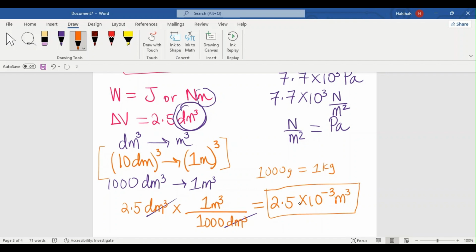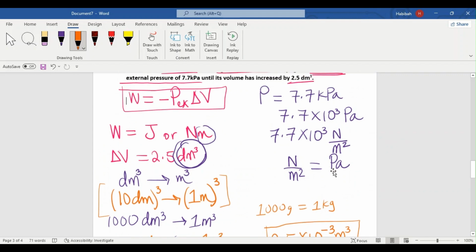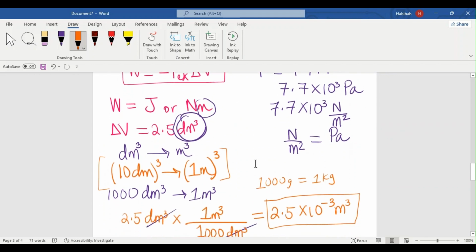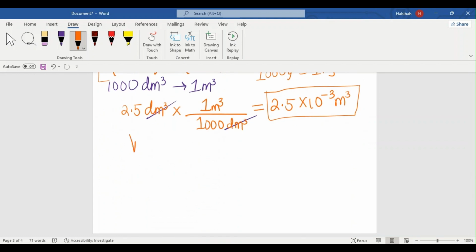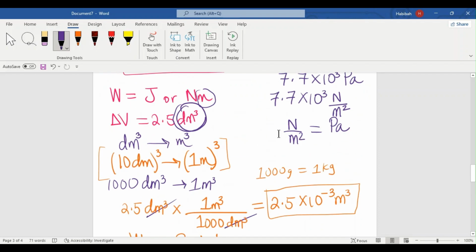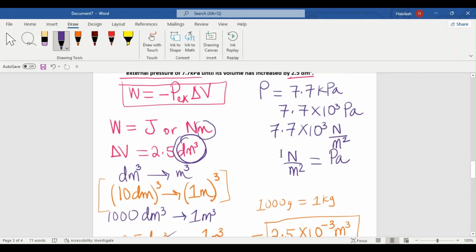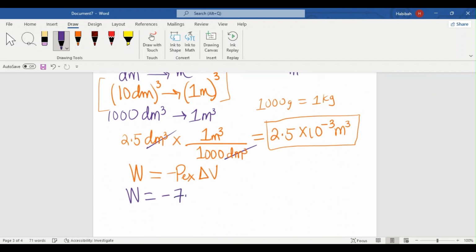So now we can be comfortable enough to input this information because, as you can see, the unit for pressure is Newton per meter squared, and the unit for volume is in meter cubed, because they are both in some form of power of meter. We can use this information. So work done equals negative P external, or negative external pressure times change in volume. So hence, work done is the same thing as negative. What is external pressure? That's 7.7 times 10 raised to the power of 3 Newton per meter squared.